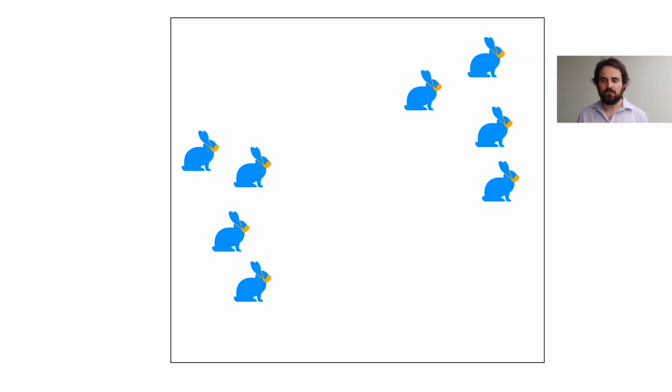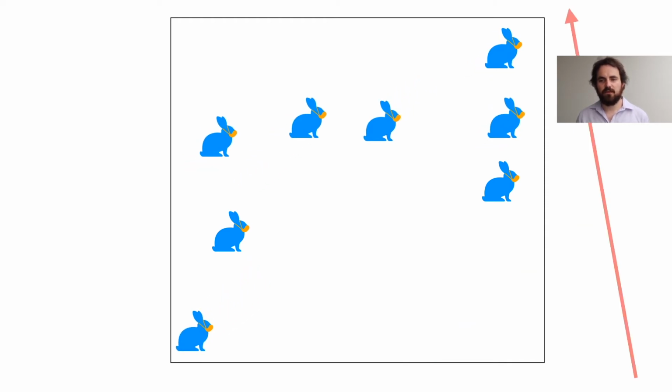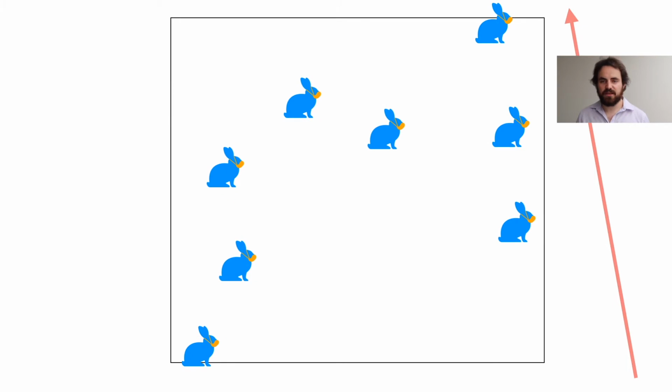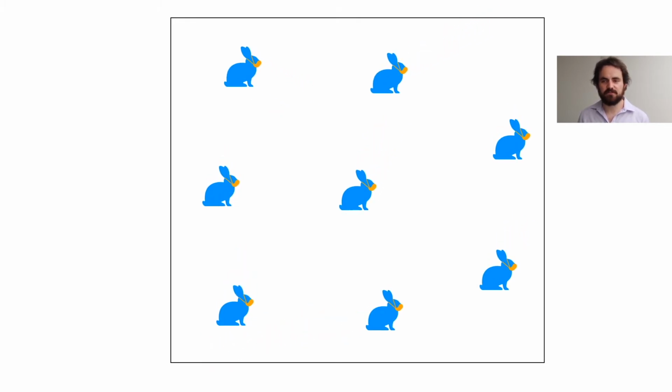So let's say now you want to minimize optimal transport. What you could do would be take a direction and then minimize optimal transport along this direction. And then you take another direction and you minimize optimal transport along this other direction. And then you iterate until you get convergence.